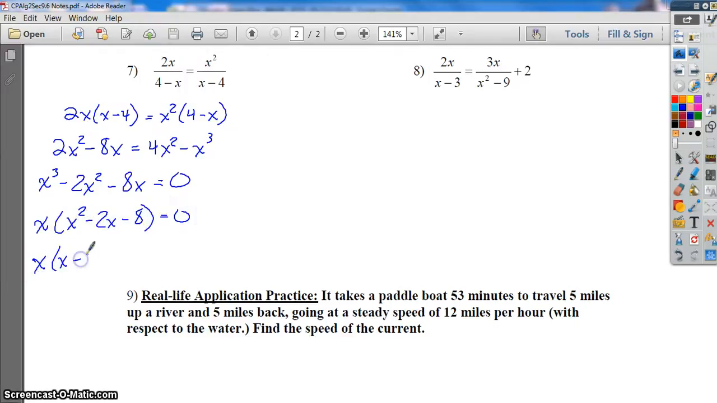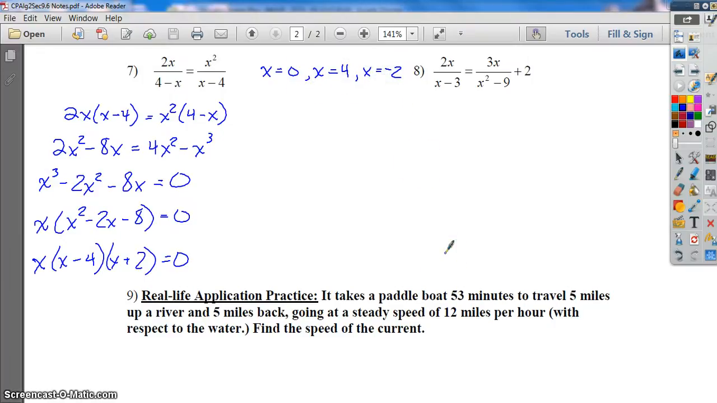And then I'm going to have x minus 4 times x plus 2. Of course, I said 2 and I wrote 4. So I got three answers here. One answer would be x is 0. My second answer looks like x equals positive 4. And my third and last answer looks like negative 2.